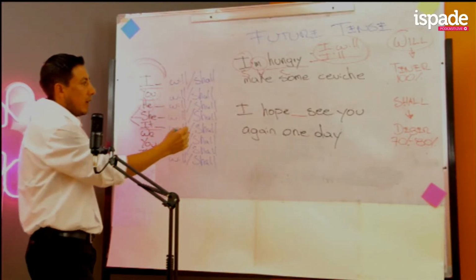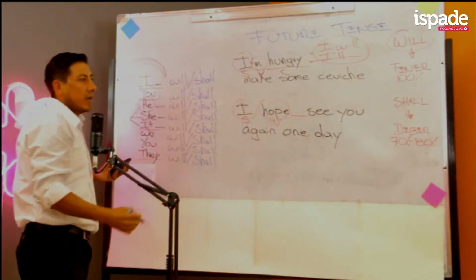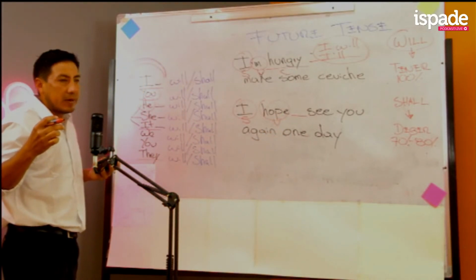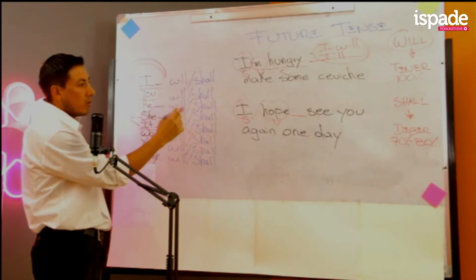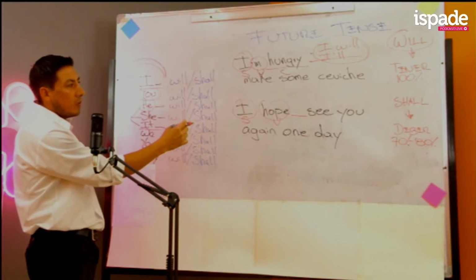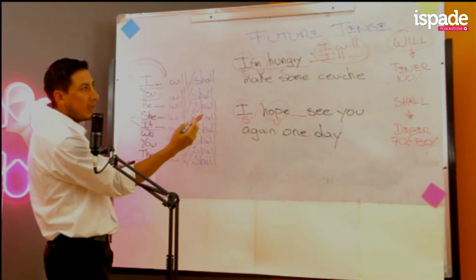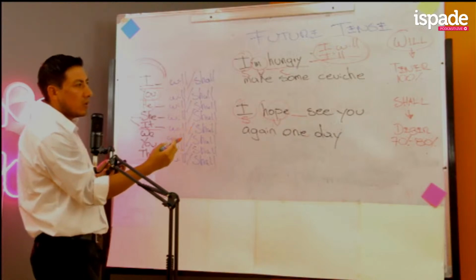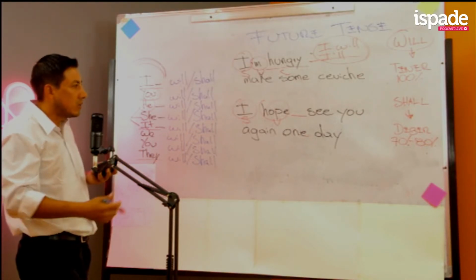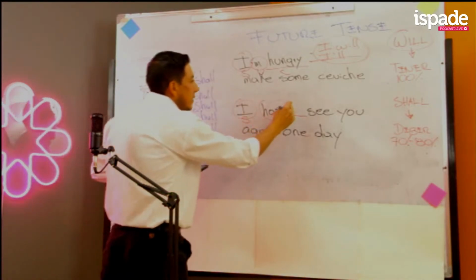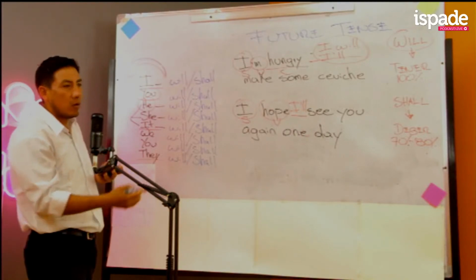I hope, I, the subject, hope, the verb, and we are going to change it, the verb in present, to make it future, so I'm going to use, yo espero verte otra vez un día. I hope see you again one day. So, possibility, obligation, so, I want to see you again 100%. No, maybe. I want to see you. So I'm going to use I. Because it's saying I hope, yo espero.